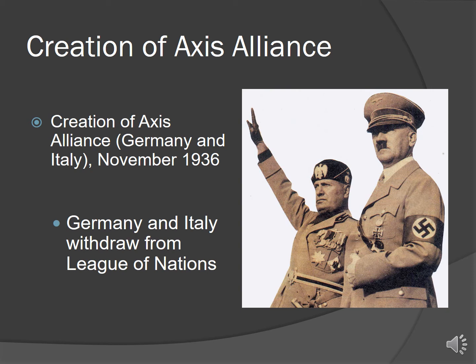Okay, so considering the fact that both Hitler and Mussolini seem to have a lot in common, it's really no surprise that they create an alliance known as the Axis Alliance, and this will be created in November of 1936. Hitler really looked up to Mussolini, and in fact, as I mentioned earlier, a lot of his programs were kind of modeled after what Mussolini had done in Italy in the 1920s. So when this happens in 1936, both Italy and Germany will withdraw from the League of Nations.